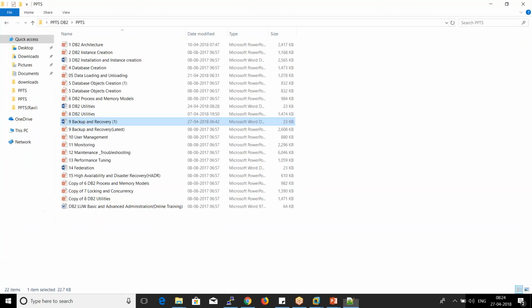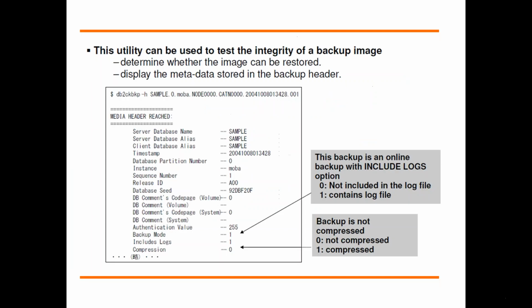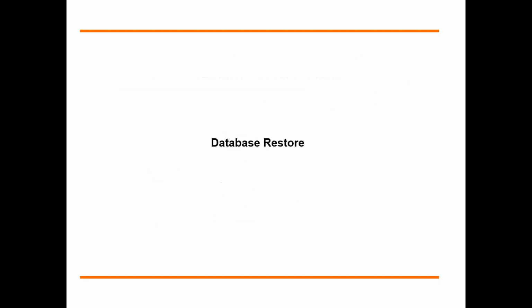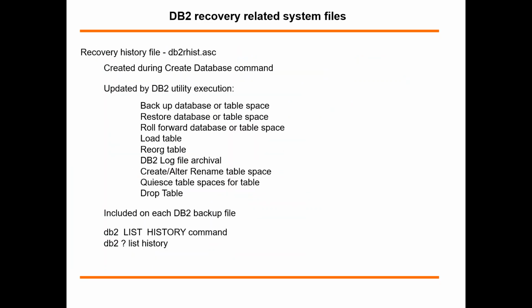Okay, so let's move on. Let me wrap this up today, and we'll do the labs in the next session. Once I have the database backup, the first thing that I need for restore is a recovery history file. Now the DB2 recovery related system files, the first one is the recovery history file. This is created during the create database command, and this is included in each and every DB2 backup.